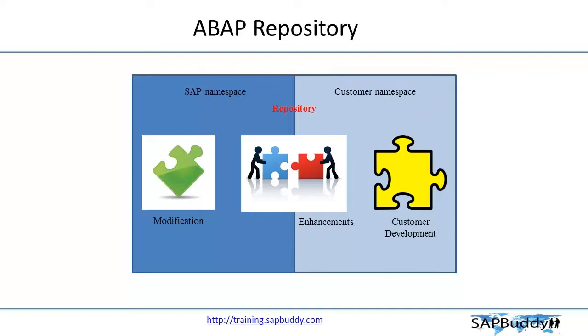So if you see here, what is the ABAP repository? The ABAP repository contains all the tables, programs, screens, function modules, like this. That's what we have seen. So in the ABAP repository, we have two kinds of programs. We have the SAP standard programs. Also, we said that SAP allows the customers to develop their own programs. Customer development is supposed to start with Z, otherwise Y.